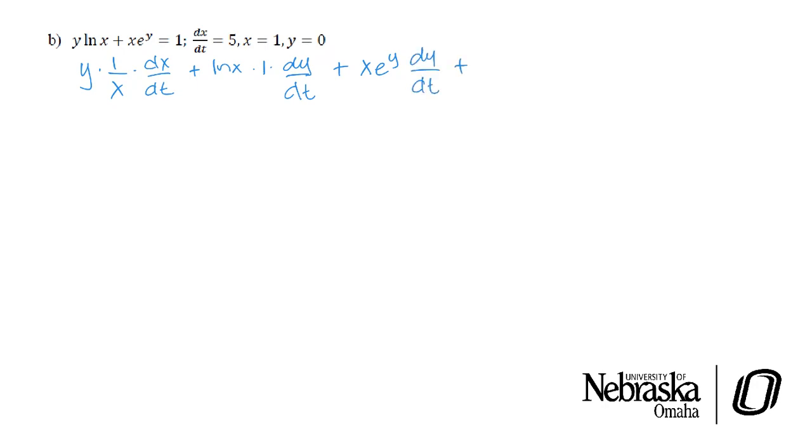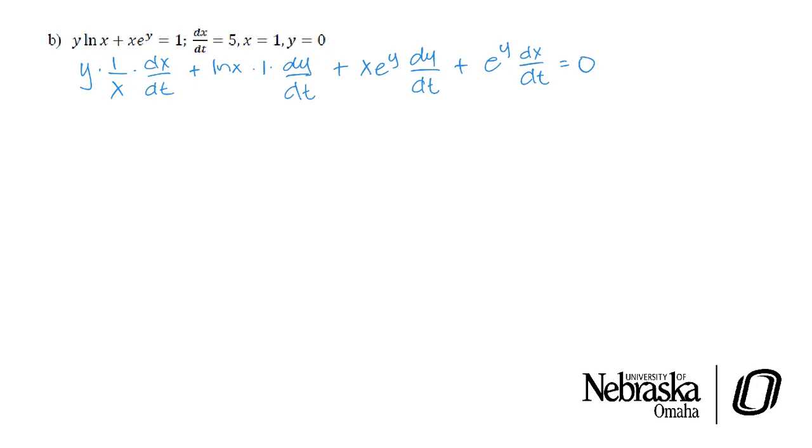And then the derivative of the first term is 1. The derivative of x is 1, but we must include dx/dt. And the derivative on the right-hand side of the equation of 1 is simply 0. So we have this long equation.